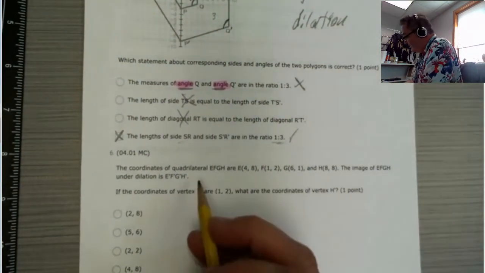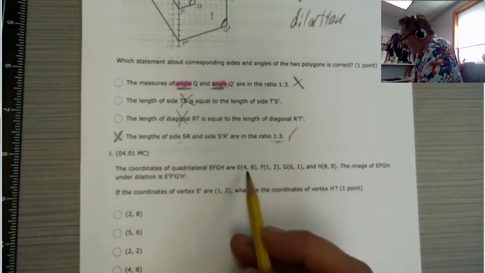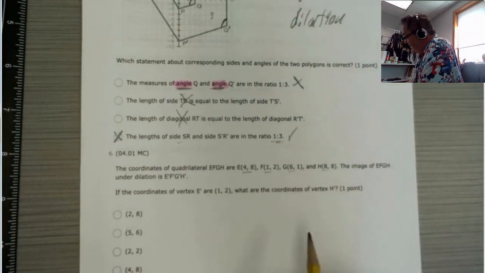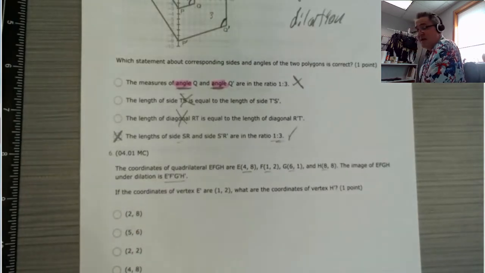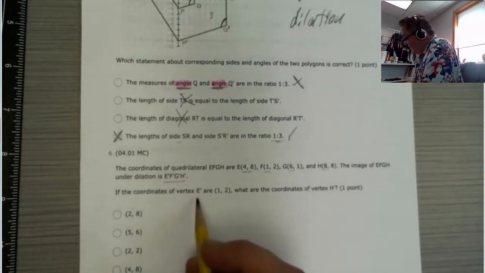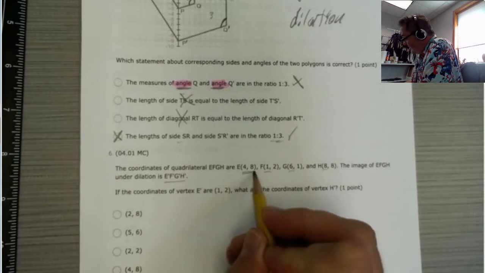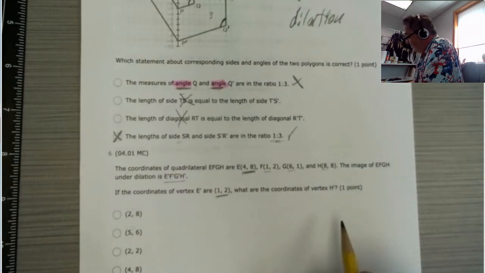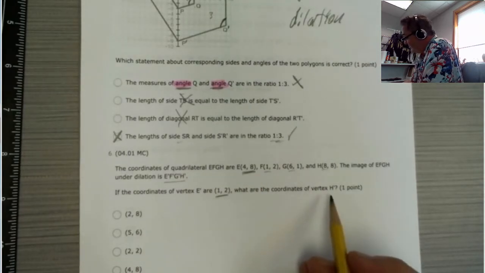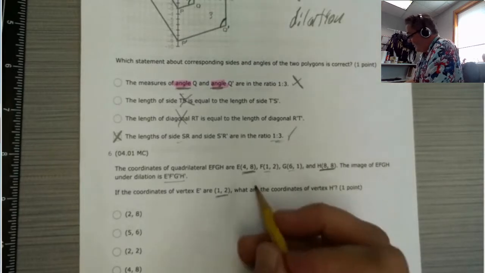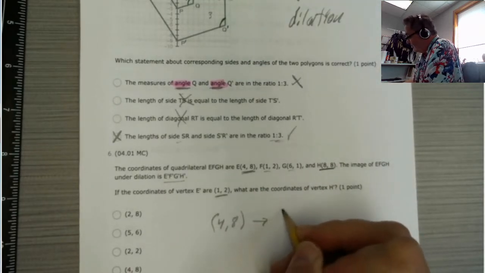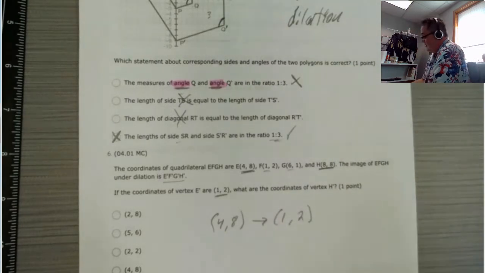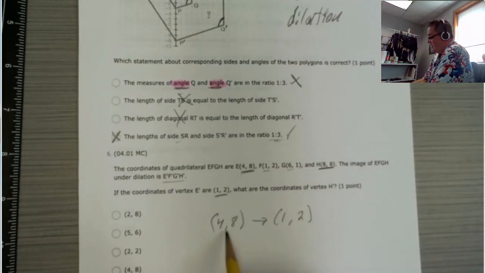The coordinates of quadrilateral EFGH are right here. The image of EFGH under dilation is E'F'G'H'. So if E went from here to here, or 1, 2, what are the coordinates of H, which is right here? So what happened? We had 4, 8 became 1, 2. What was the scale factor? What did we multiply this by to get that?